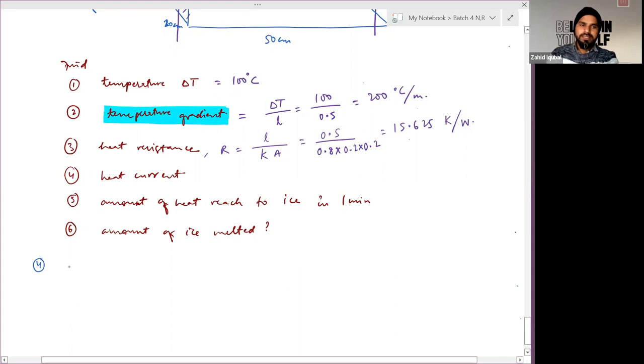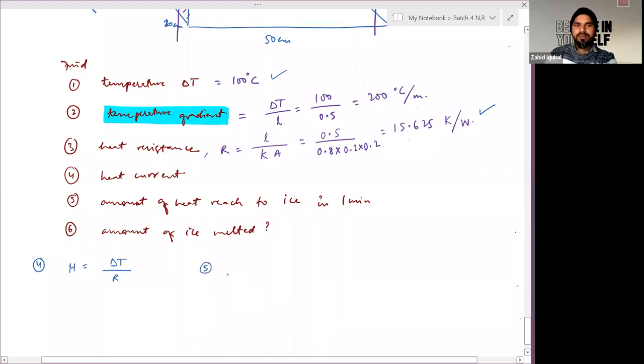Fourth is heat current, that is H, which equals change in temperature divided by thermal resistance. We have calculated temperature difference as well as heat resistance. Just put these values and simplify it.